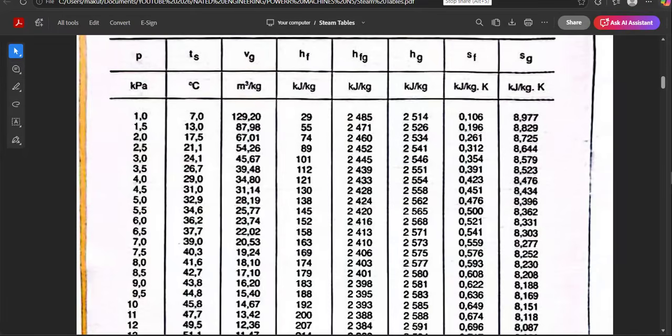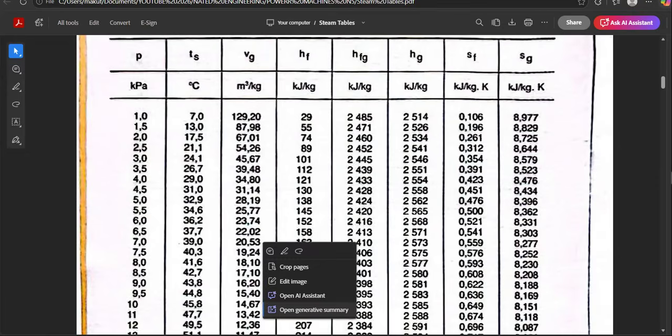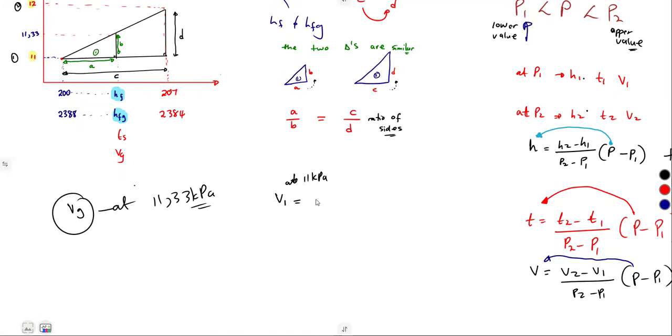All right, at 11 kilopascal, your VG was going to be what? It was going to be 13,42. All right, 13,42, which is cubic meters per kilogram.